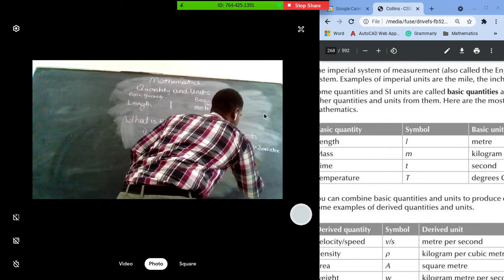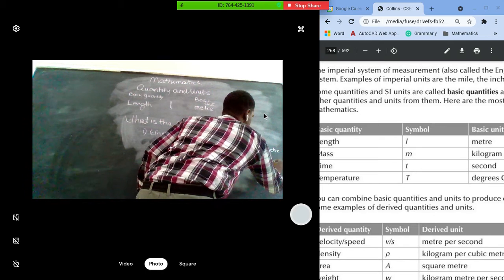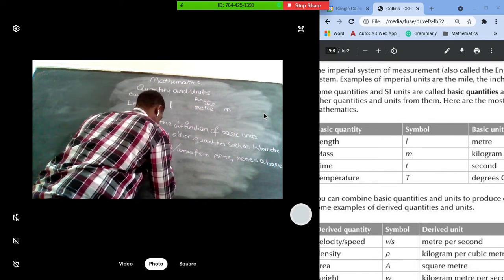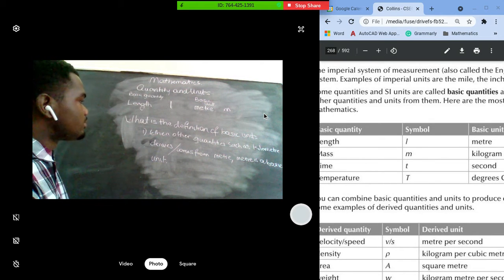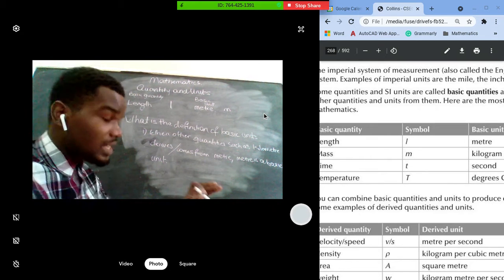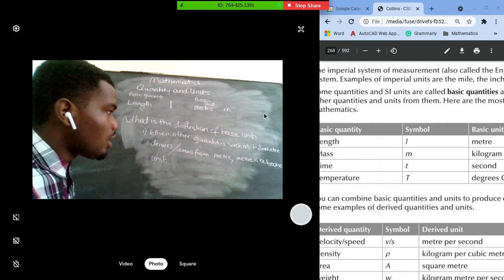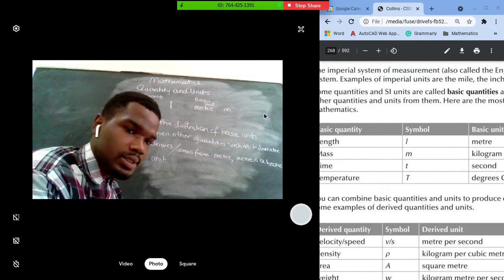Derived slash comes from meter. Meter is a basic unit. Any questions? So as long as something can come, or another quantity or a unit can come from another, that is an example of a basic unit or a basic quantity.